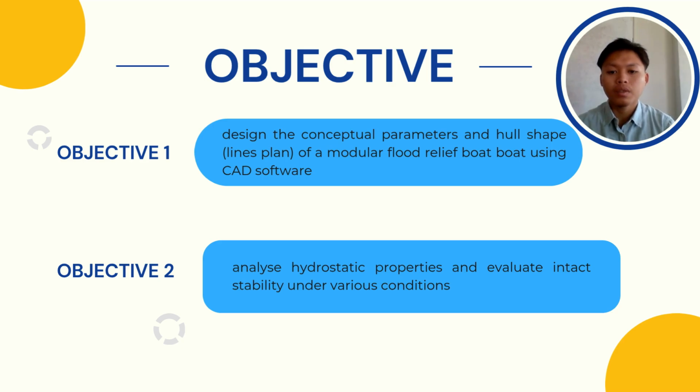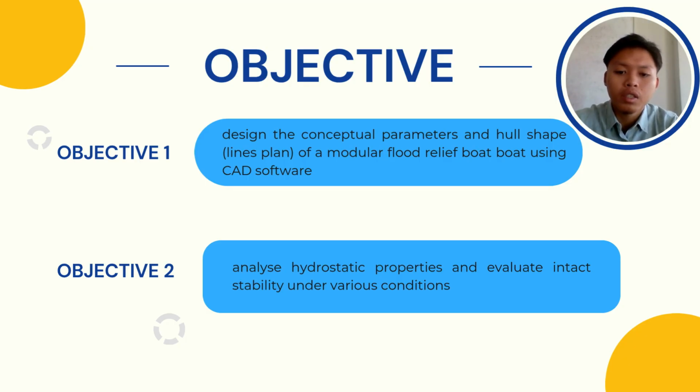The first objective is to design the conceptual parameters and hull form, also known as the lines plan, of a modular flood relief boat using computer-aided design software. This includes determining the principal dimensions such as length, beam, draft, and hull geometry suitable for flood rescue operations.